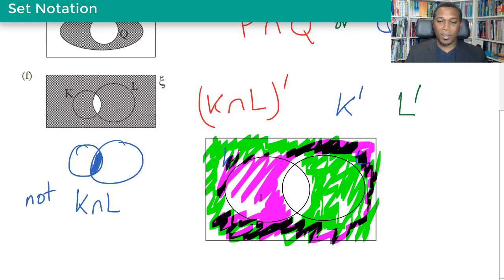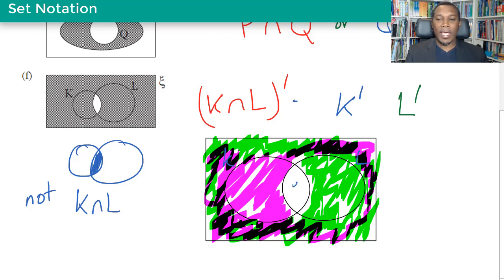Want all of that as well. Yeah. And well, look what's happened. Where have we not shaded? The middle. We haven't shaded the intersection.